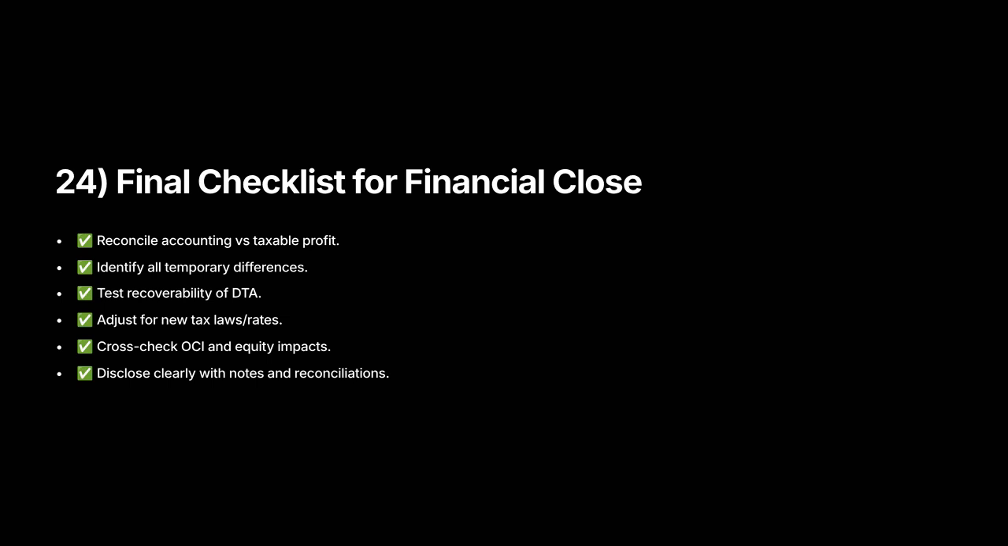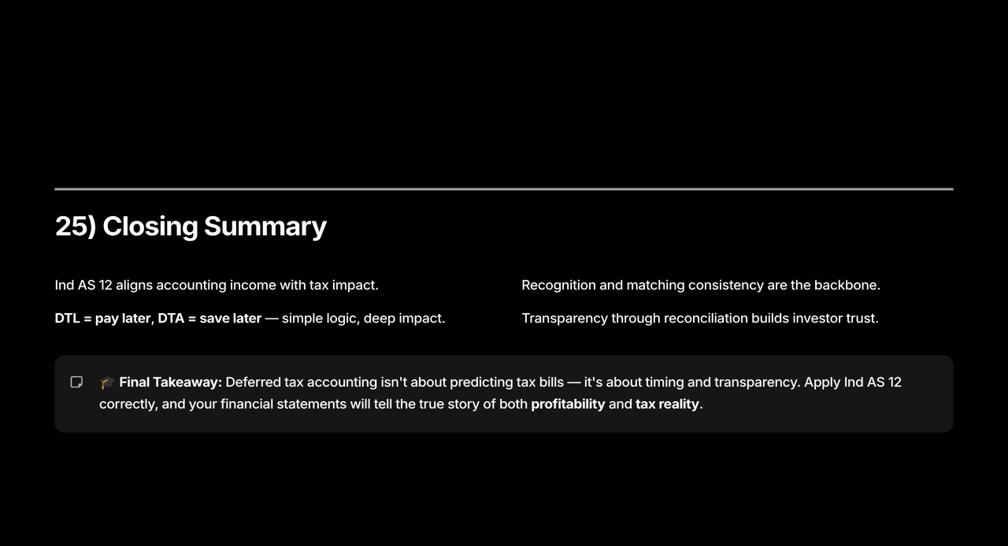Closing summary. Let's recap everything. IND AS 12 aligns your accounting income with the correct tax impact. When you see a deferred tax liability, think tax payable later. When you see a deferred tax asset, think tax saving later. Consistency in recognition and matching ensures accuracy, and transparent disclosure builds confidence among auditors, investors, and regulators.